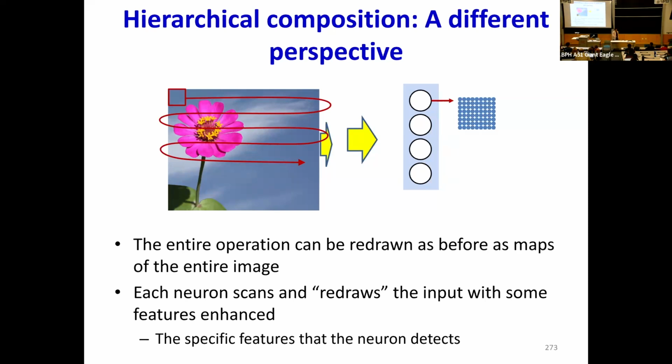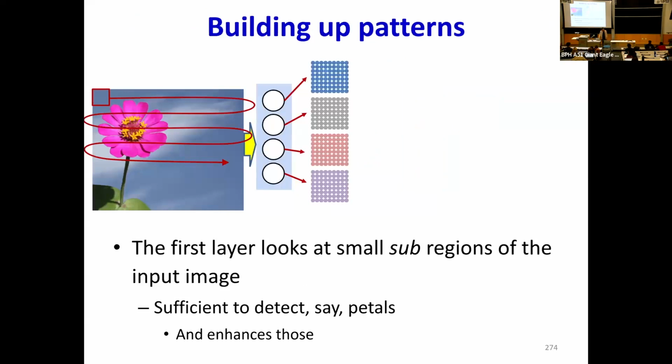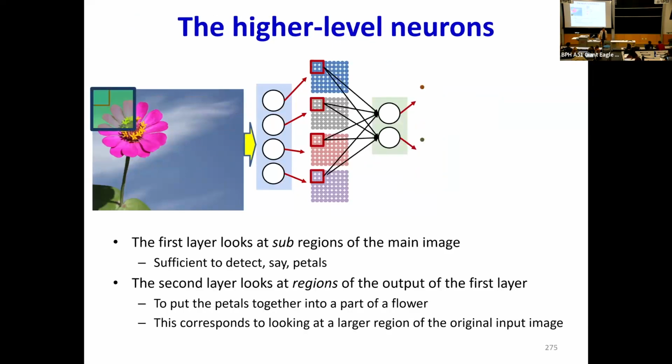So you can think of the first layer neurons as, maybe a neuron is looking for a petal, and it's scanning the input, and that map is essentially redrawing the input with the petal highlighted. Maybe the next neuron is looking for a pistil. It's scanning the input, and it's highlighting those regions of the image where the pistil has occurred. So the first layer neurons would be scanning the input and creating maps with patterns highlighted. And the second layer neurons are going to be scanning the outputs of the first layer neurons, which is effectively also scanning the input. And so it's going to highlight more complex patterns.